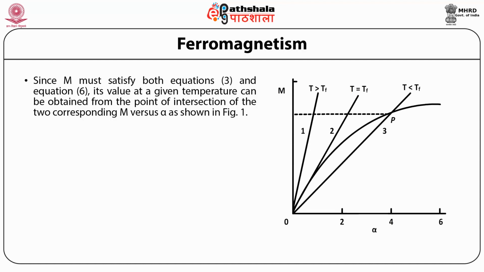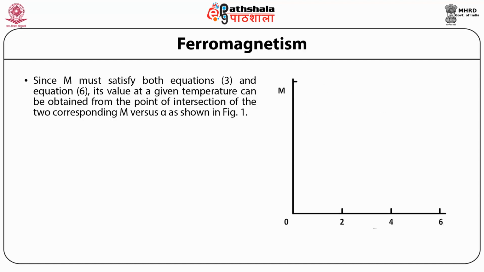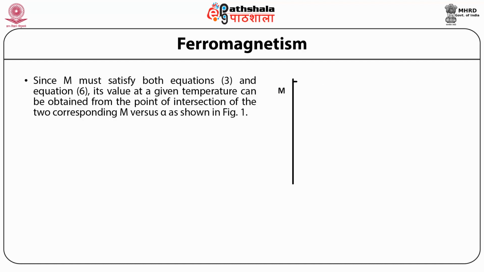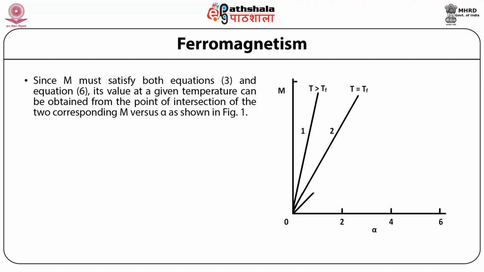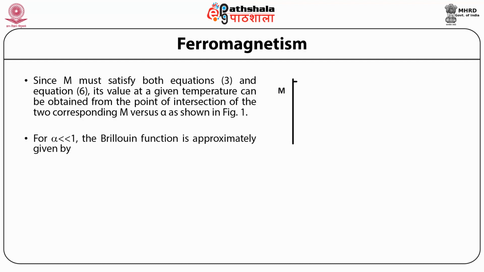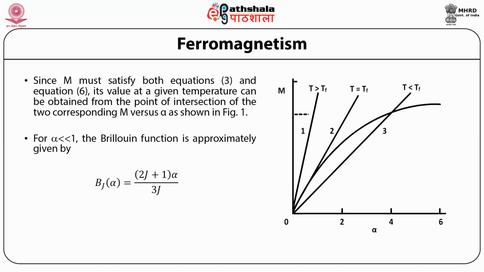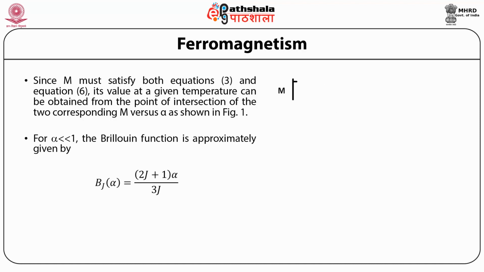It does not match the condition we obtained from equations 3 and 6. Also at T equal to T_C, again there is no intersection; the two curves are not meeting each other. But when T is less than T_C, we get the intersection of the two curves, which comes out to be k_B T alpha over g_J mu_B lambda. And for alpha very much smaller than 1, the Brillouin function is approximately given by B_J(alpha) equal to (J plus 1) into alpha over 3J.